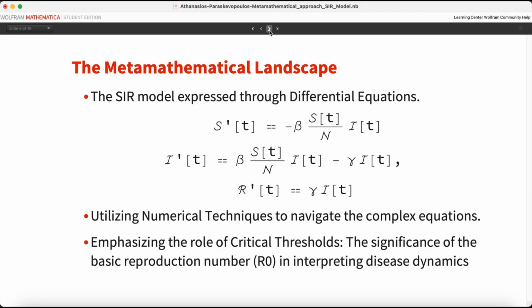So, we talk about the SIR model. We are looking at three main groups of people: susceptible, those who haven't caught the disease but can; infected, those who currently have the disease; and recovered, those who had the disease and can't catch it again.